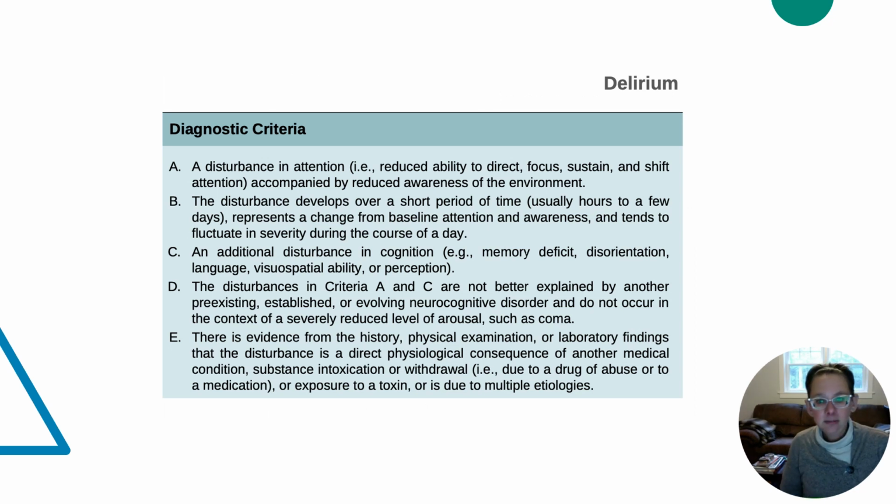Delirium. Probably as an RN you've seen delirium, and maybe as an FNP: a disturbance in attention over a short period of time, a disturbance in cognition. Criteria A and C are not better explained by another pre-existing or evolving neurocognitive disorder. There is evidence from the history, physical exam, or laboratory findings that the disturbance is a direct physiological consequence of a medical condition, substance intoxication or withdrawal, or exposure to a toxin, or is due to multiple etiologies.